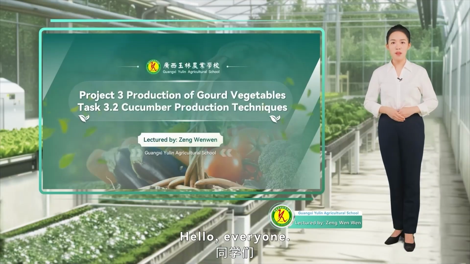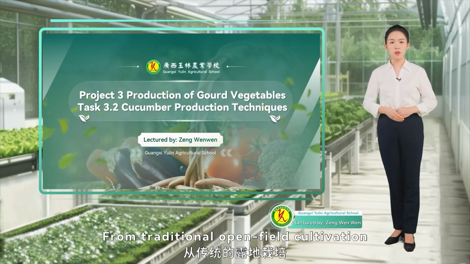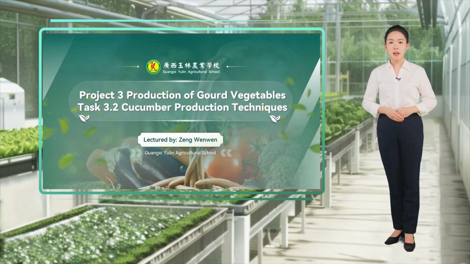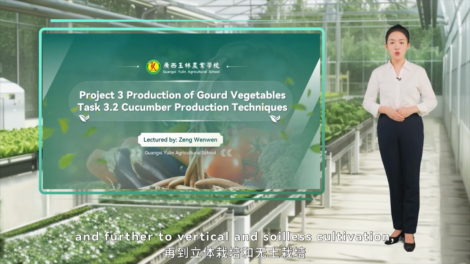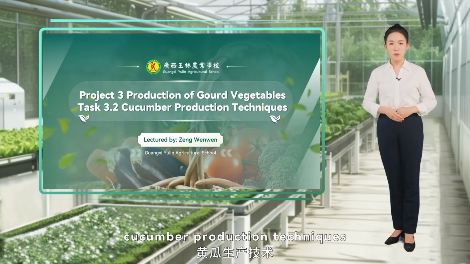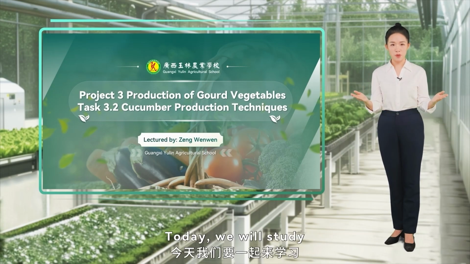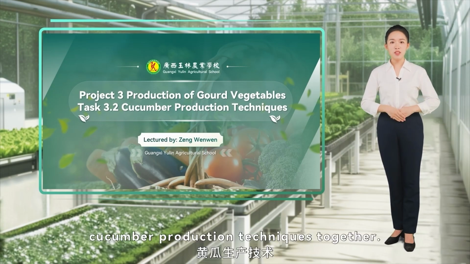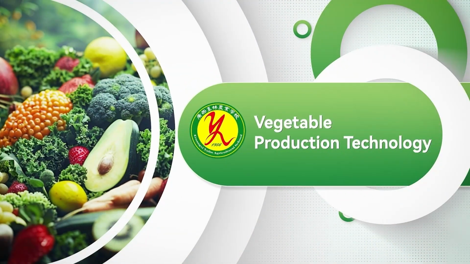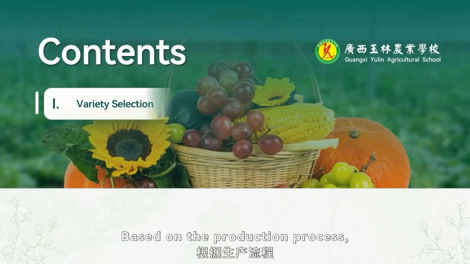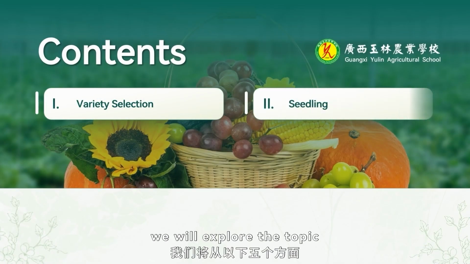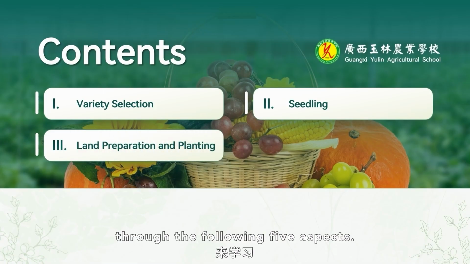Hello, everyone. From traditional open field cultivation to protected cultivation, and further to vertical and soilless cultivation, cucumber production techniques have continuously innovated and evolved. Today, we will study cucumber production techniques together. Based on the production process, we will explore the topic through the following 5 aspects.